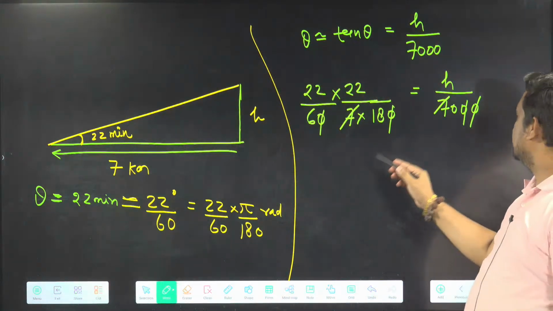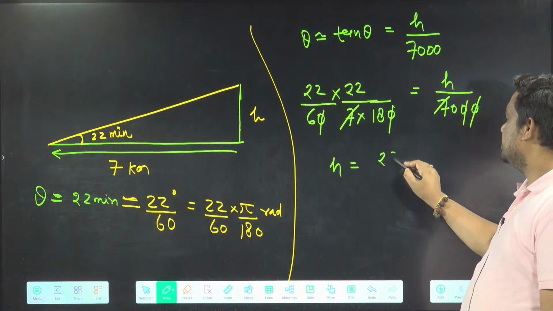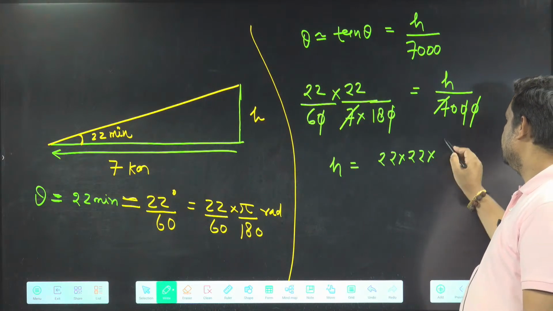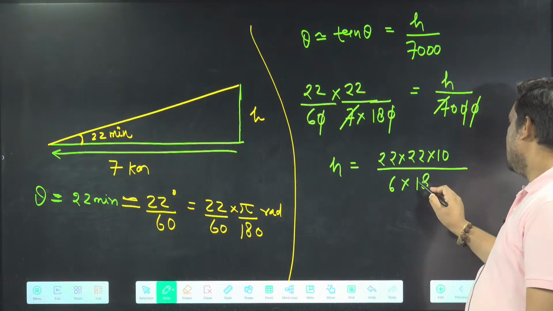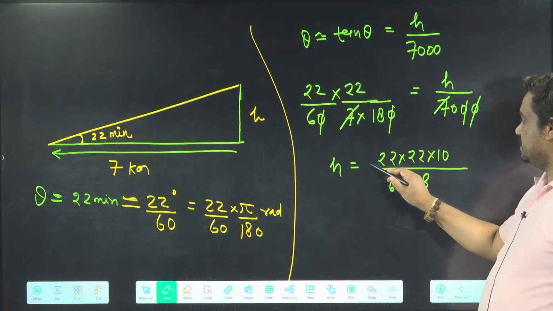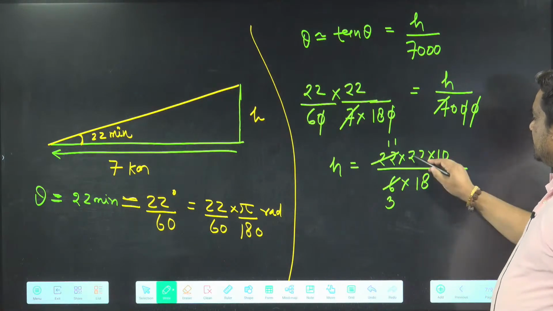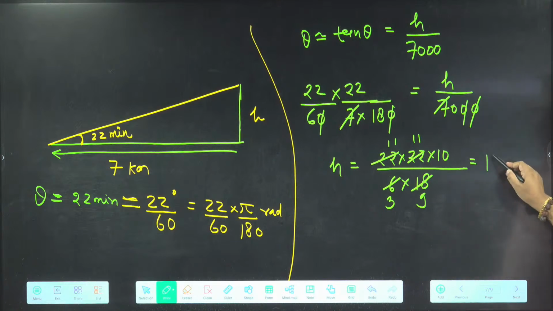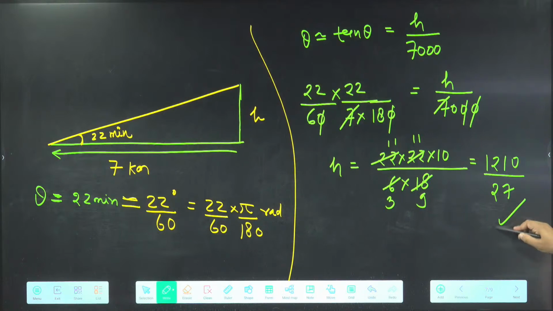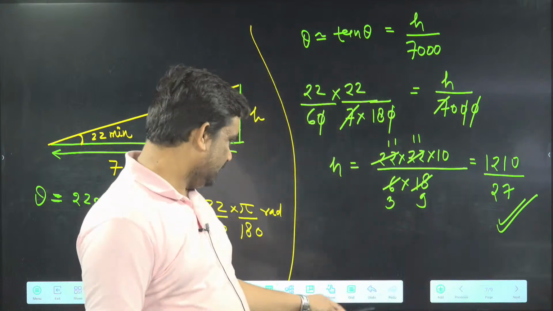So h equals 22 into 22 into 10 divided by 6 into 18. Now we can also cancel: this one is 11, this one is 3. Here again 11, and this one is 9. So 11 times 11 is 121, 0 divided by 27. Now this one you can divide. Done.